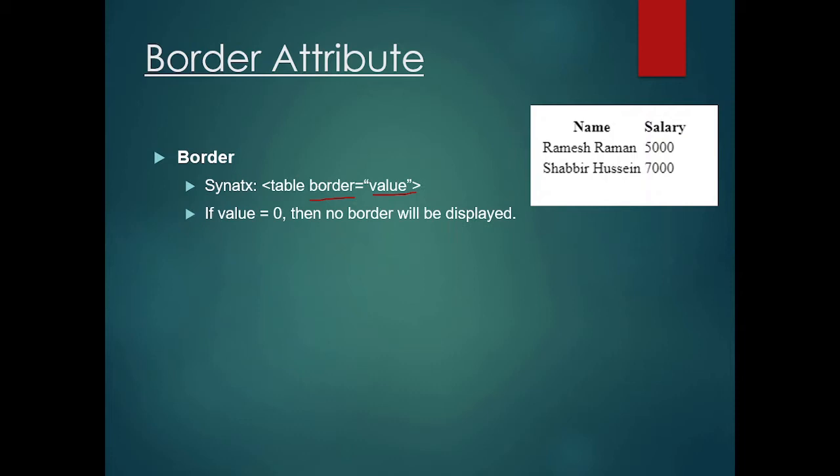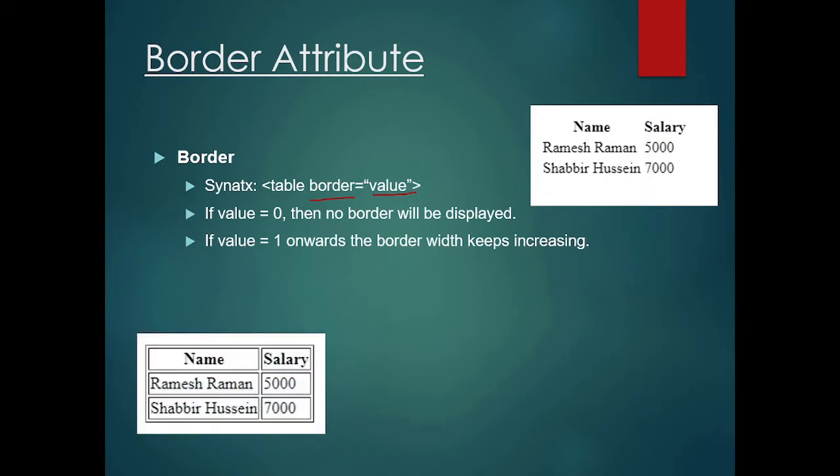But when you mention the value is equal to 1 or any other number that you wish to, you will be getting separate output based on each value that you put in. So the format is, if value is equal to 1 or onwards, the border width keeps increasing. So I have put a few examples, like when you put a border value equal to 1.